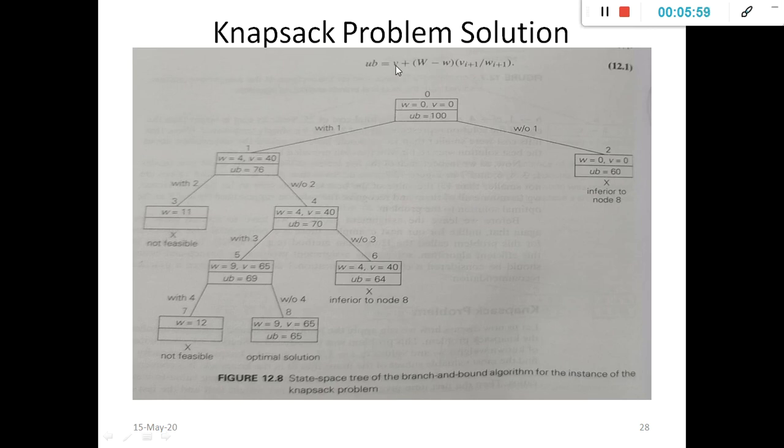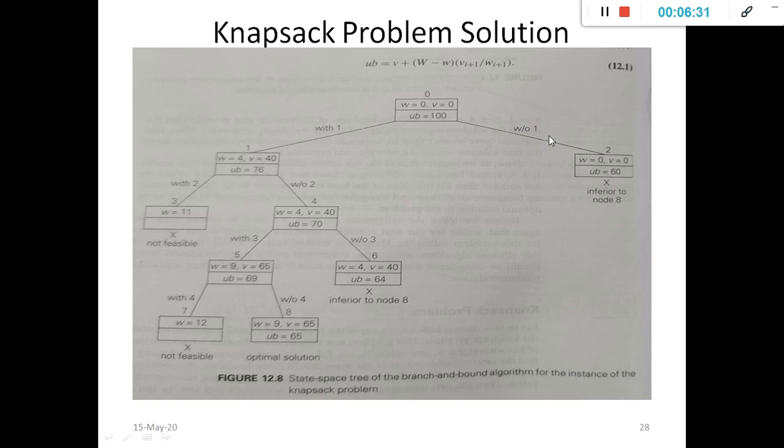That's why 40 plus 10 minus 4, it is 6, into... Then here you will get the new upper bound at node 1 as V is 40 plus 10 minus 4, it is 6, into the ratio of the second item, which is 6. That is 6 into 6, it is 36, then 36 plus 40 is equal to 76.